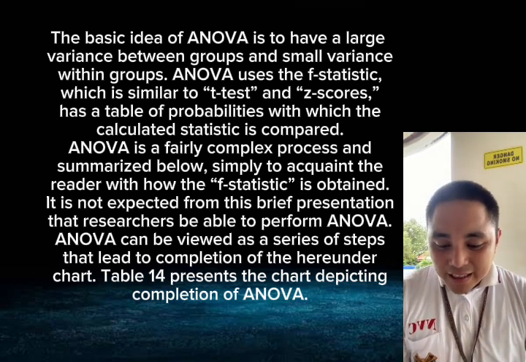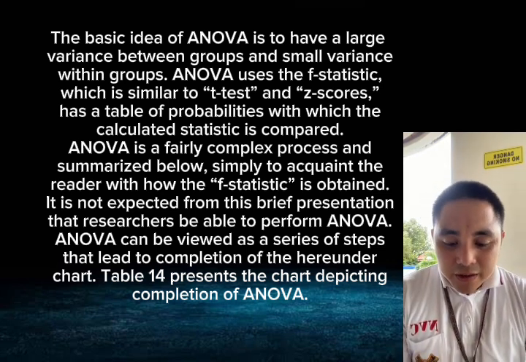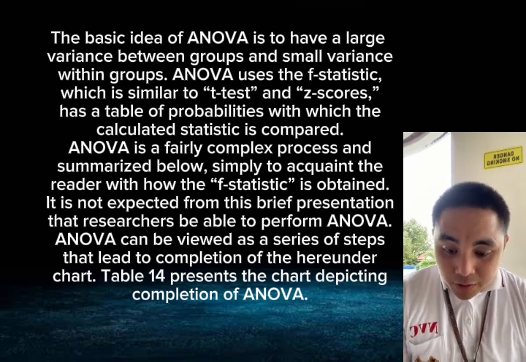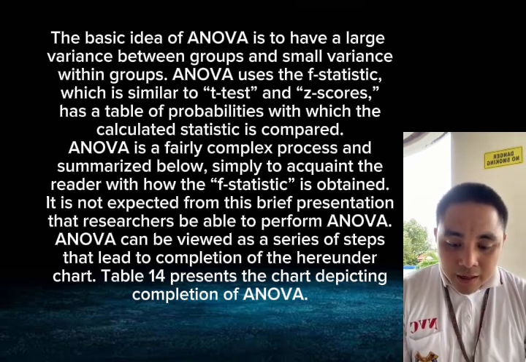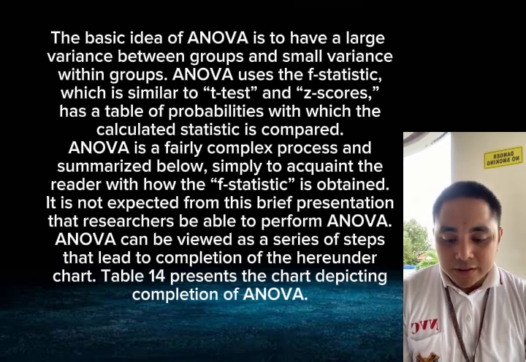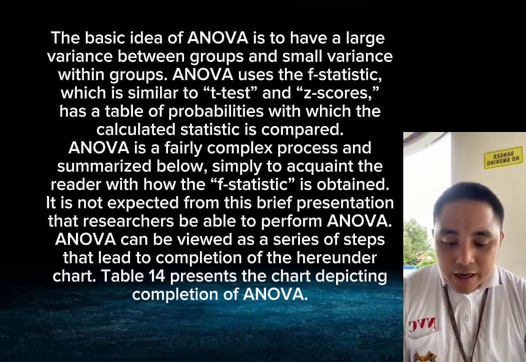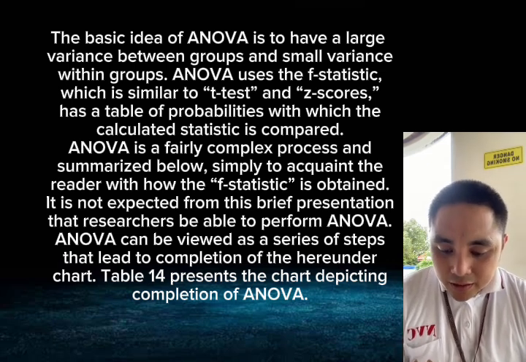The basic idea of ANOVA is to have a large variance between groups and a small variance within groups. ANOVA uses the F statistic, which is similar to the t-test and z-scores, with a table of probabilities against which the calculated statistic is compared. ANOVA is a very complex process, summarized below.